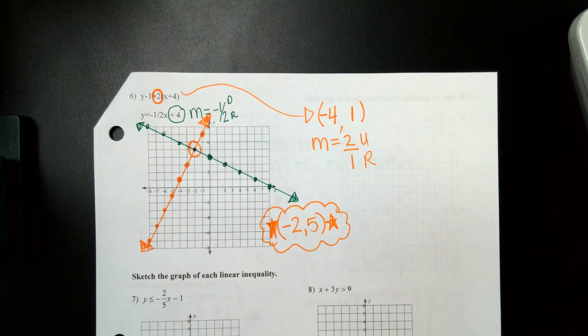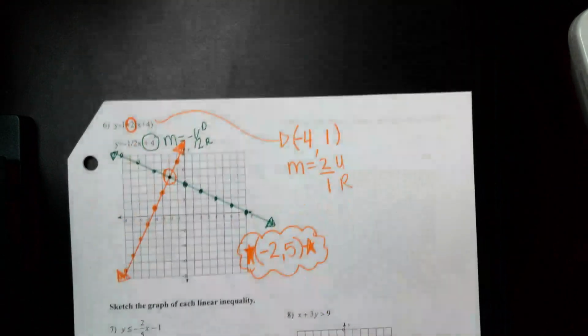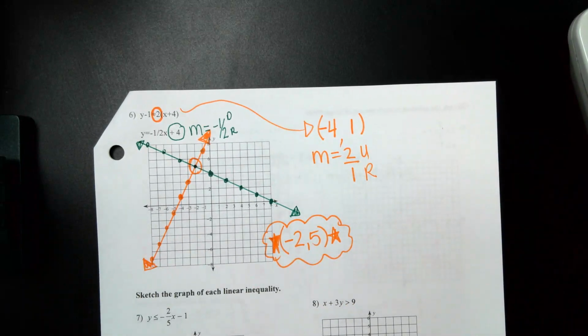Now, when we switch to inequalities, so 7 through 10, these two, 7 and 8, they have just given you one inequality per problem, okay? So when you graph 7, it is already in slope-intercept form. So you want to go ahead and graph it like always. You know, plot your y-intercept first, use the slope to plot all your other points.